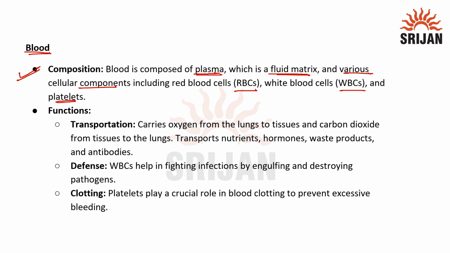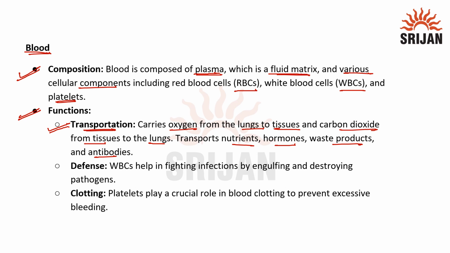When we talk about their function, the function of blood is transportation. This is the main function. It is going to carry the oxygen from the lungs to the tissue, and it will bring the carbon dioxide from the tissue to the lungs. Apart from this, it is also going to transport nutrients, hormones, waste products, and even antibodies. This was about the transportation function.